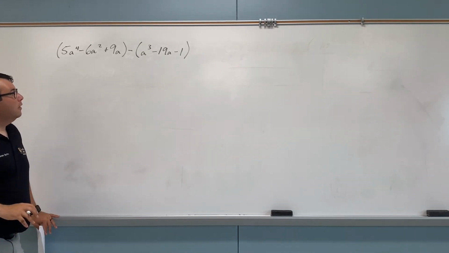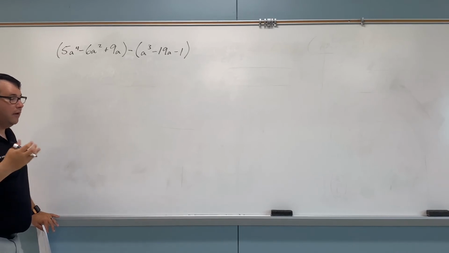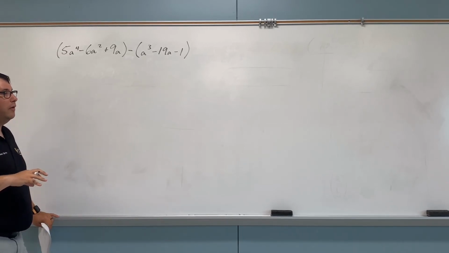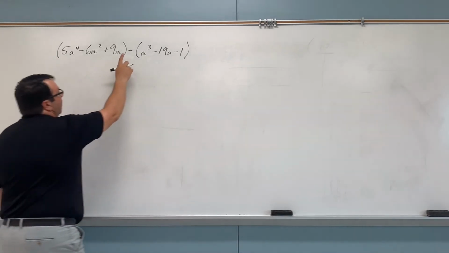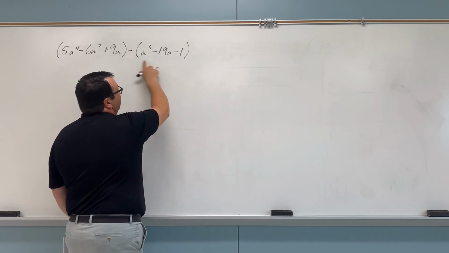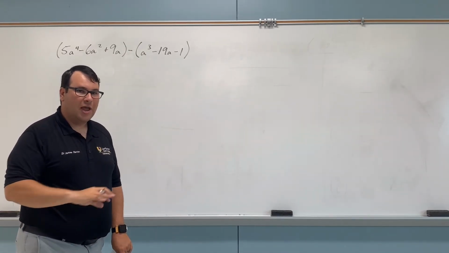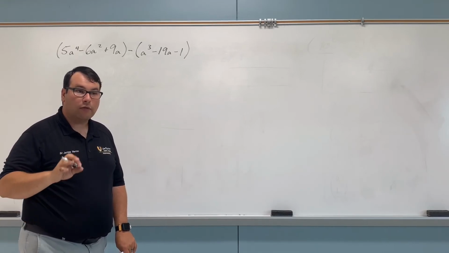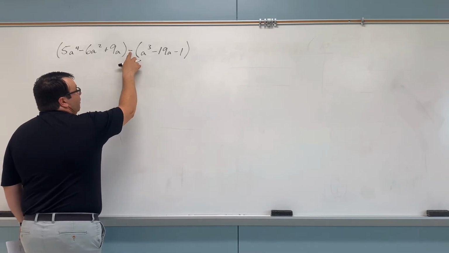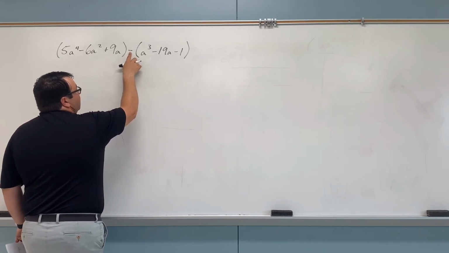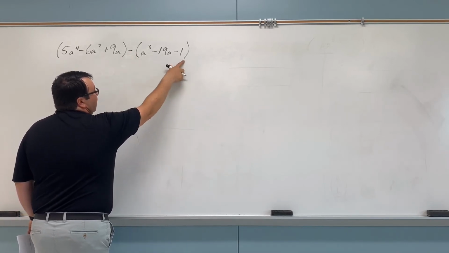Now, do I see sign changes? That's the first thing I want to ask myself whenever I'm approaching these problems. The answer is no sign change here, but this is negative, which means yes, I do have sign changes here. Let's get the sign change out of the way first. It's super, super easy. What I'm going to do is simply, if you will, distribute the negative to each term inside.